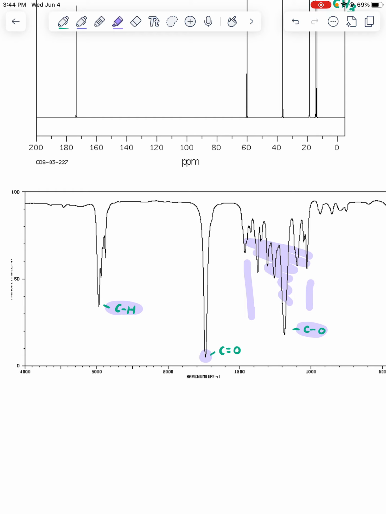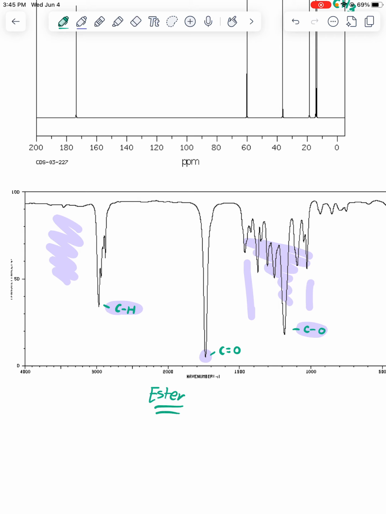Another thing I noted was that there was no alcohol peak, which is usually seen over here, but as you can see there's none, so that means it's not an alcohol or a carboxylic acid, which also has an OH peak. This all helps me decide that this is an ester we're dealing with.